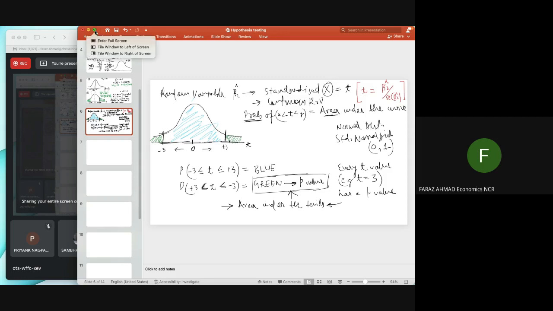Now when I'm referring to t, I'm referring to standardized beta 2 hat or standardized beta 1 hat in regression, because there are two estimators we are talking about and their sampling distribution is what we are talking about.